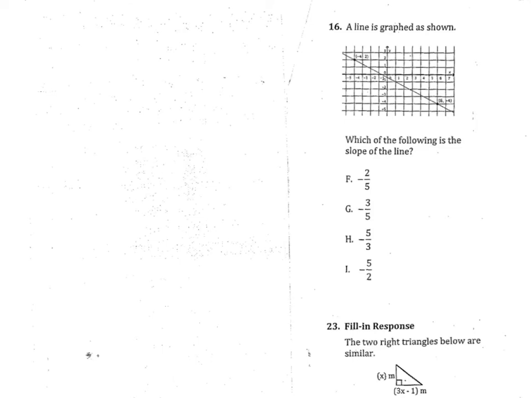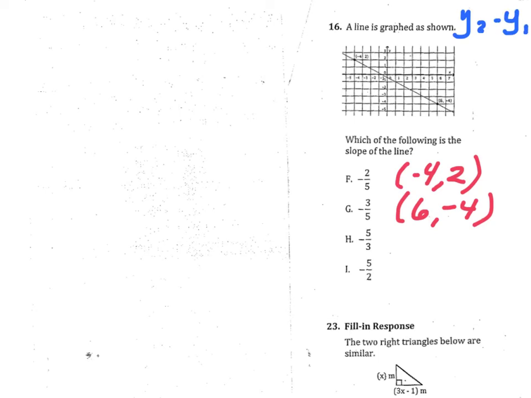I see 2 points that are marked on the graph here, so -4, 2 is one of them in the upper left-hand corner, and in the bottom right-hand corner they've labeled 6, -4. So using that information, I can use the slope formula, which we know is y2 minus y1 over x2 minus x1. Okay, so we could use that.